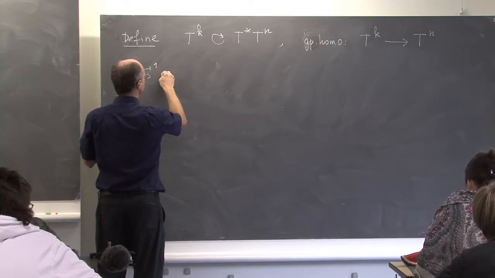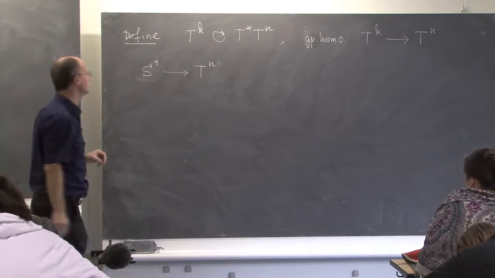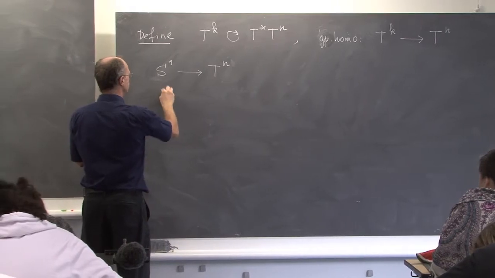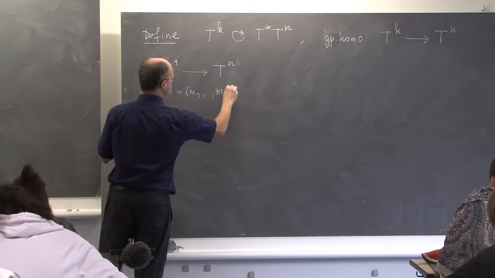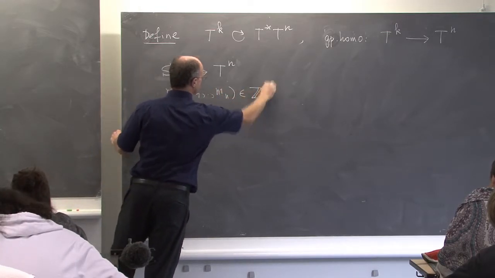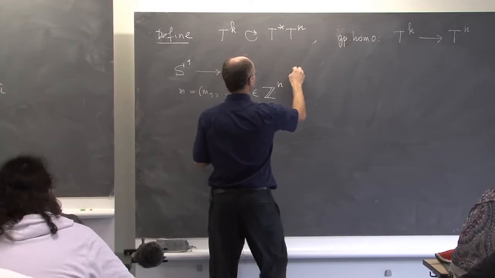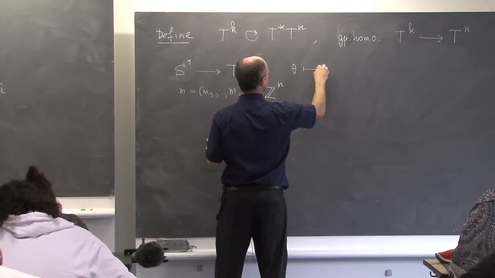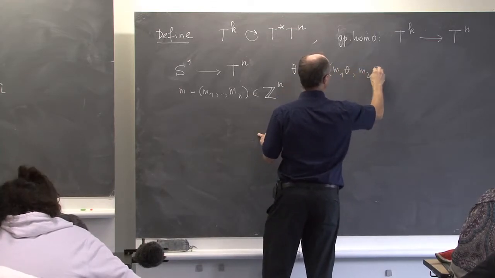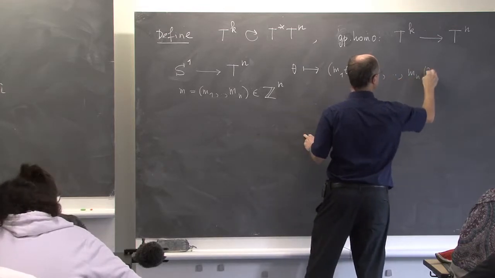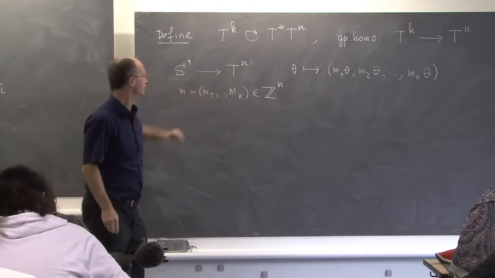So there is a family of group homomorphisms from S1 to Tn that one can easily produce if one is given a vector M with integral coordinates. Then we can map theta to M1 theta, M2 theta, and so on, Mn theta. So this is clearly a group homomorphism from S1 to Tn.